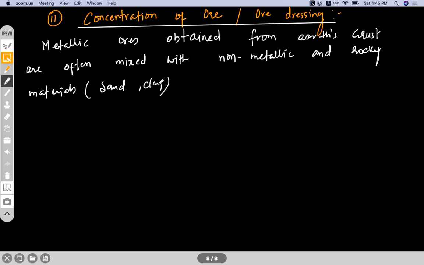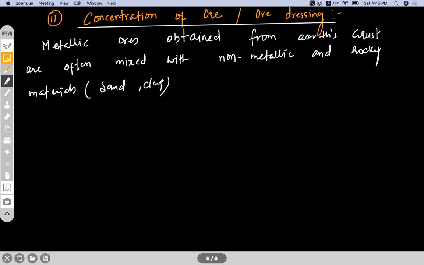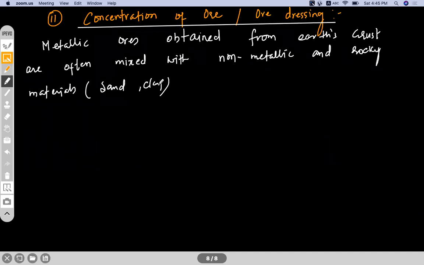Correct. We mix this, and then we allow this mixture with ore and the non-metallic and rocky materials that we add to pass through a gravity separation process. We have a hydraulic classifier there. As a machine, we call it a hydraulic classifier, through which we allow this mixture to pass, and then we'll see what happens in this. I'll show you the diagram also over here.